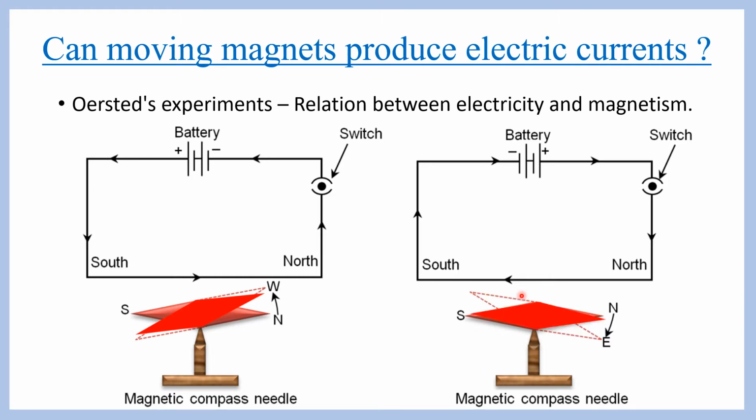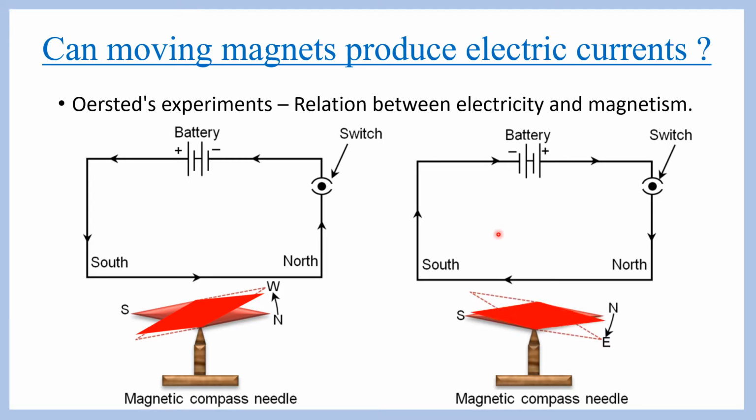Which means that the deflection of the magnetic needle detects the presence of a magnetic field, which means that due to the movement of current in the circuit, a magnetic field is produced, which clearly indicates a relation between electricity and magnetism.